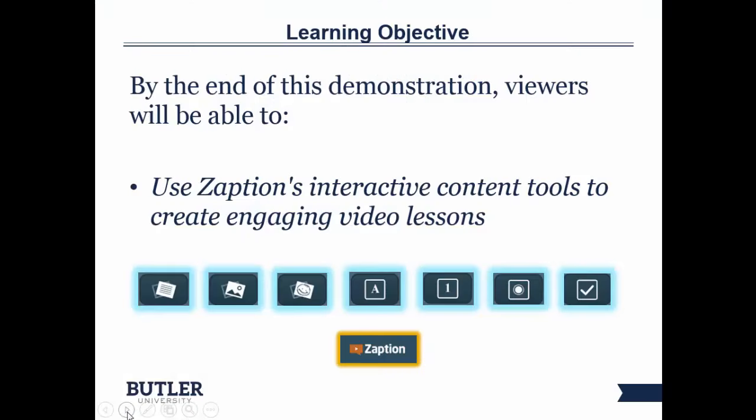By the end of this demonstration, viewers will be able to use Zaption's interactive content tools to create engaging video lessons by using some of the different features and functionality that Zaption has. So, as we look at some of these options, we will start with the text slide. Sometimes you want to embed a text slide in a video, either to show attribution to a source, or maybe to make an annotation, or to reference a page in the textbook. You get the idea of what students will see.